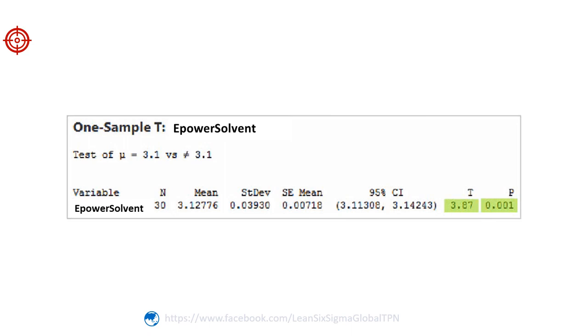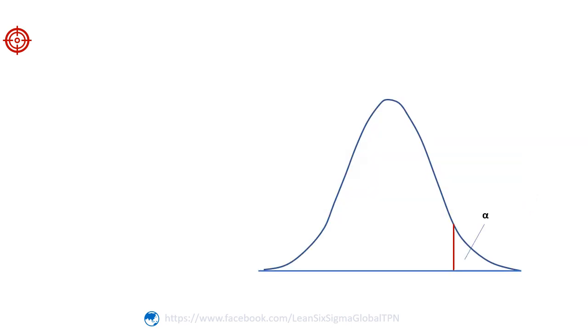Consider this output from a one-sample t-test. When we conduct a hypothesis test, our results include a test statistic and a p-value. This is a test statistic and this is a p-value. We use the p-value to determine whether we should reject or fail to reject the null hypothesis. Let's examine test statistics and p-values graphically using a directional or one-sided test.